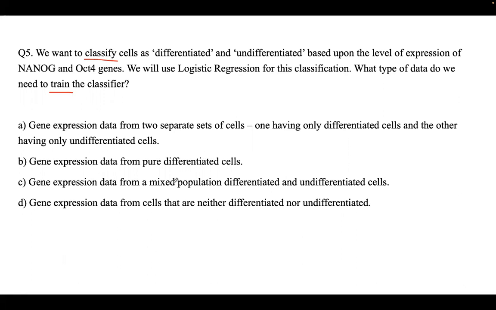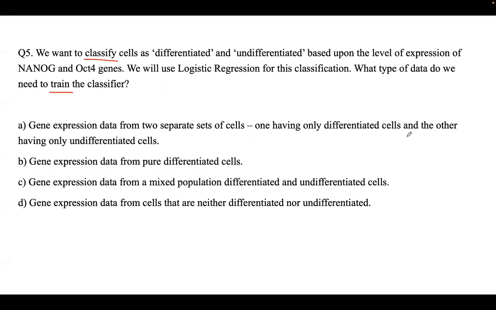So the thing is, you need both. You need differentiated also, and you need information from undifferentiated cells also, but you need separate information, right? So in that case, A is the correct answer. You have a cell population which is only differentiated. You find out the expression of NANOG and OCT4, and you understand, okay, when, let's say the expression is 0.5 and above for one, and maybe 0.7 and above for the other, then I call it undifferentiated. And when these expression values are lower, then maybe I know that they are differentiated.